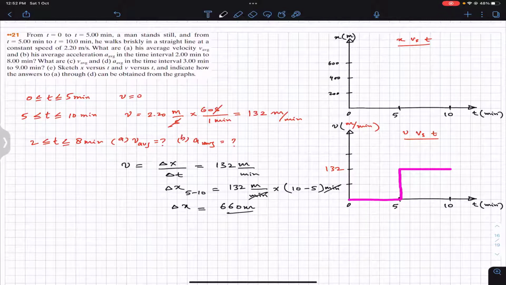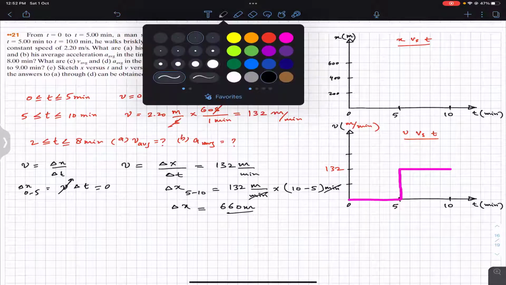And from 0 to 5, if we apply the same equation for this interval, then we can write that v is equal to delta x divided by delta t, and delta x for 0 to 5 minutes will be equal to v times delta t, but velocity is 0. So if the velocity is 0, the distance traveled is 0. So he stands still, so he covers 0 distance.